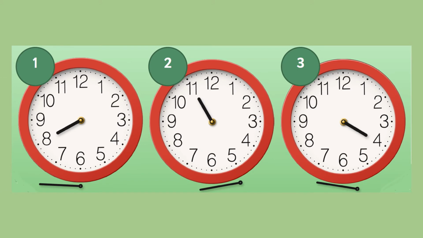Oh no, my minute hand has fallen off my clocks. Which clock would be showing 4 o'clock? It's clock 3. Remember, you can still tell the time, in this case, without showing the minute hand, because the hour hand is pointing straight at the number, so we know that it must be 4 o'clock.